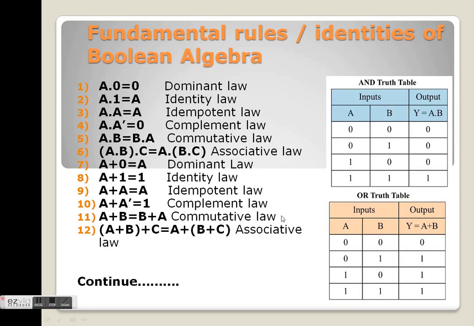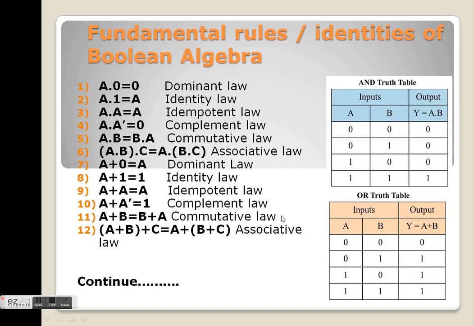The third identity is A AND A is equal to A. It means when we apply AND operation on any Boolean variable with itself, we will get the same value in the result. For example, 0 AND 0 is equal to 0. Also, 1 AND 1 is equal to 1. This rule is known as idempotent law.